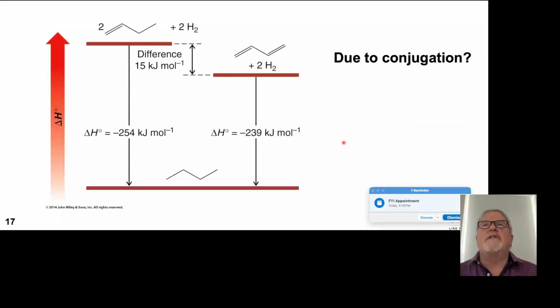Another similar experiment was just, here we see it in a graph where we hydrogenate two double bonds in this instance.